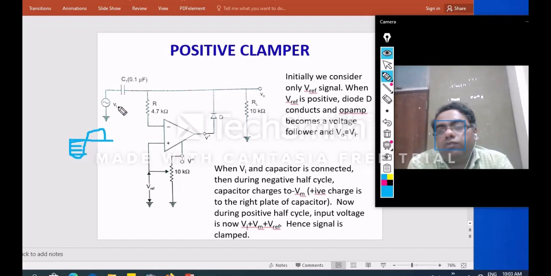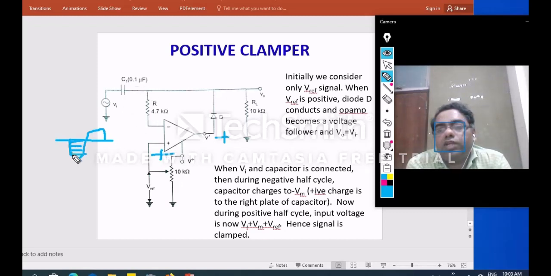So when the V input voltage is negative, it is less than V reference. I am considering the V reference voltage at the positive input terminal as positive. So whatever be the value of the input signal, it is negative, so it is less than the V reference. So the output will still be positive, and the diode will be forward biased. So what will happen? This connection with this circuit will be complete, and the capacitor will go on charging.